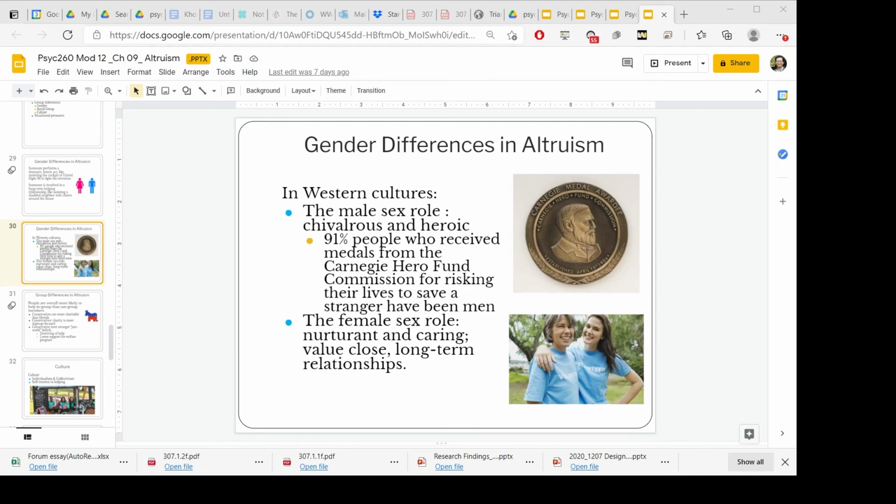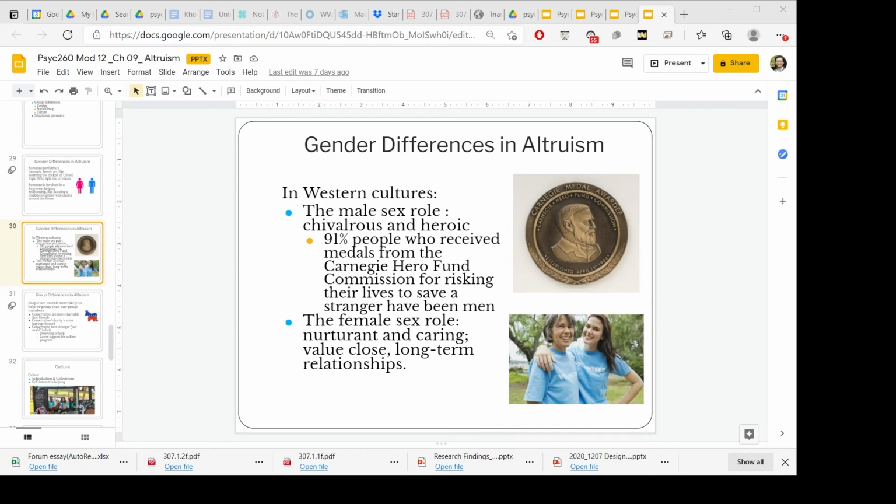So let's talk about altruism. There are two topics I'd like to cover: gender differences in altruism and urban-rural differences. The most important thing to remember about gender differences in altruism is that, in general, men and women do not differ in how much pro-social behavior they do. However, for specific kinds of pro-social behavior, there will be gender differences.